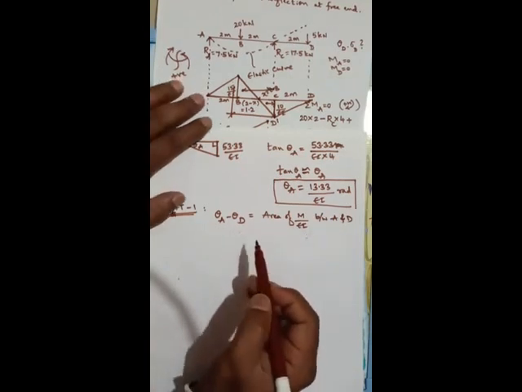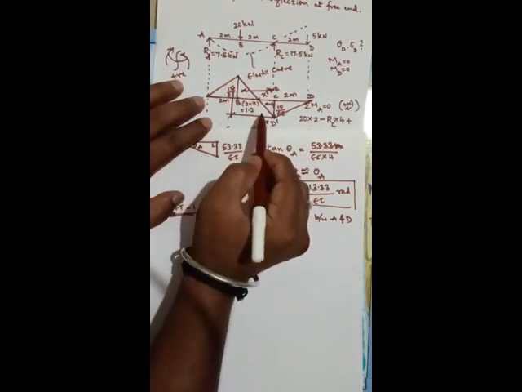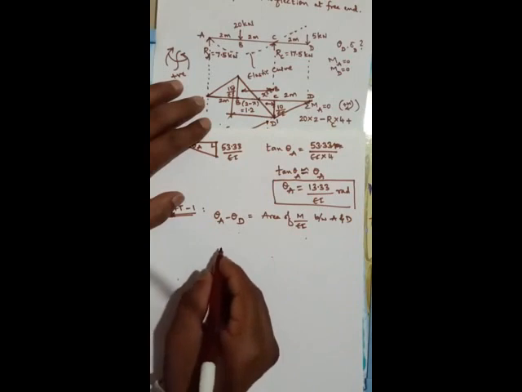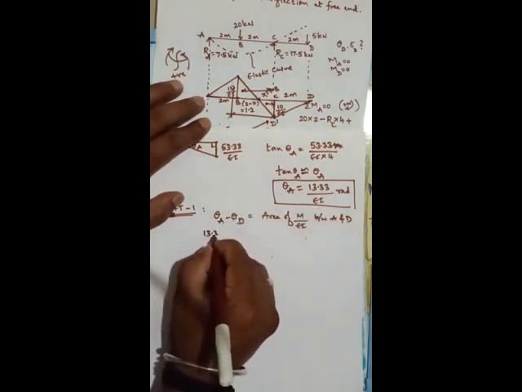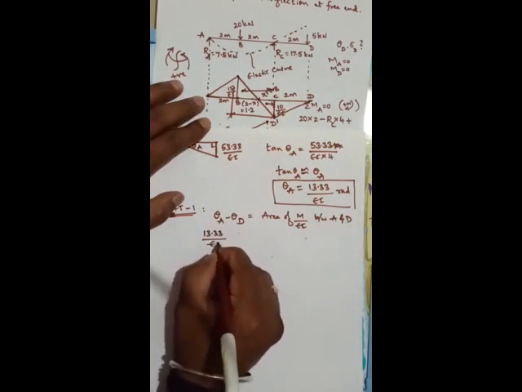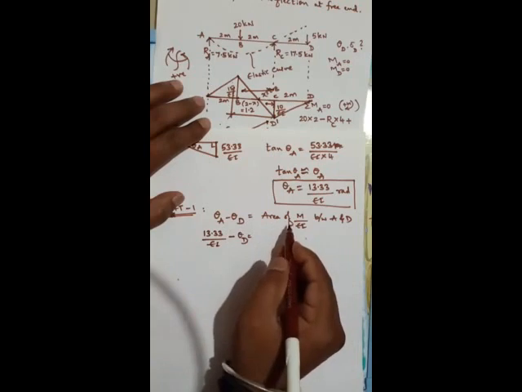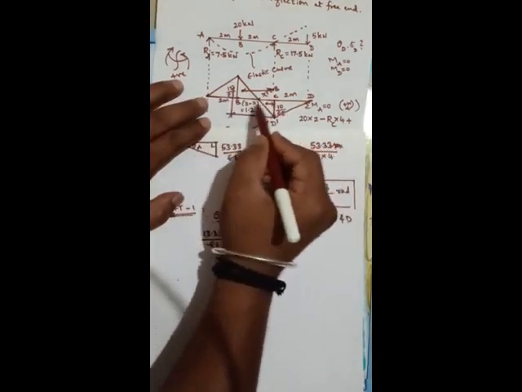Which are the M by EI diagrams? So the total entire thing: 1, 2, 3, 4. Total 4 triangles. Okay. So theta A is known, that is 13.33 by EI, minus theta D is equal to area of M by EI diagram. So let us start writing the areas of all the four triangles.